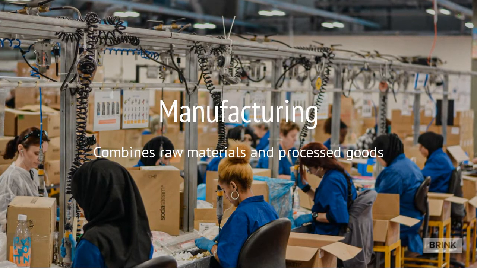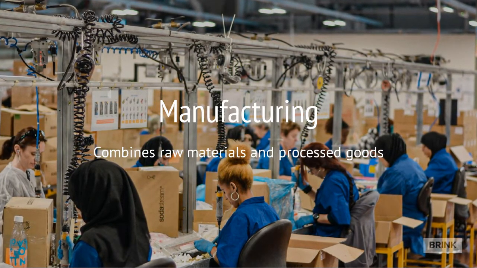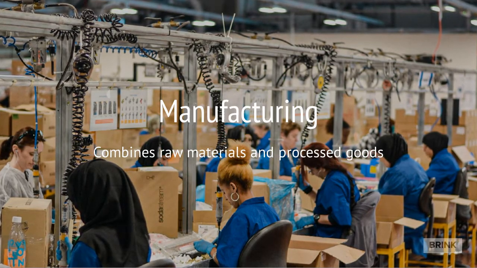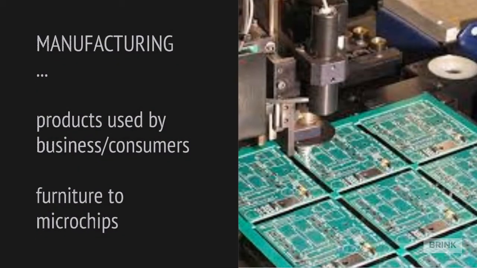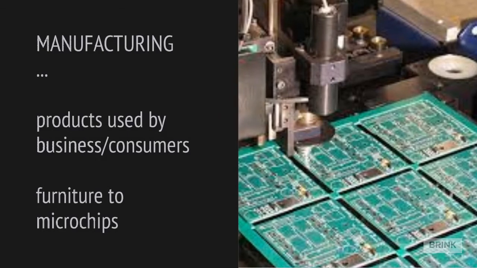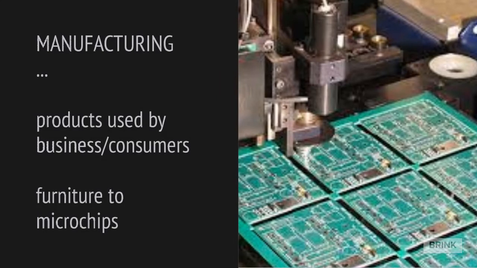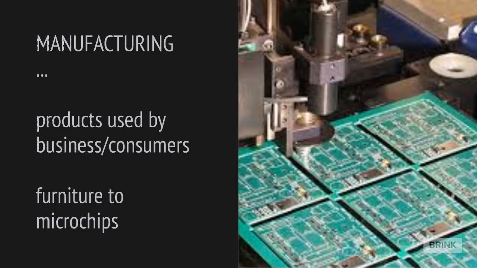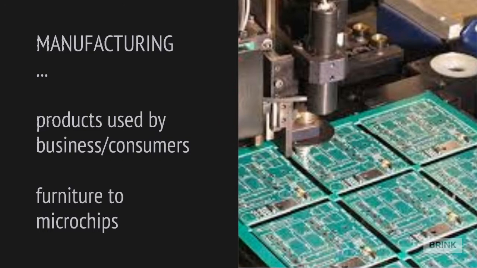Manufacturing typically combines extraction and processing, and combines raw materials and processed goods. Products which are manufactured are used by businesses and consumers of all shapes and sizes, and manufacturing is used to create products as simple as furniture and as complex as microchips.